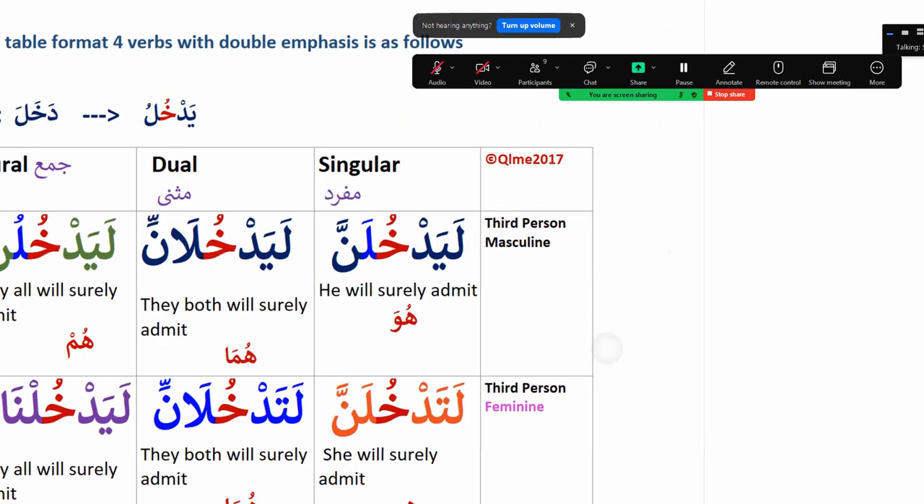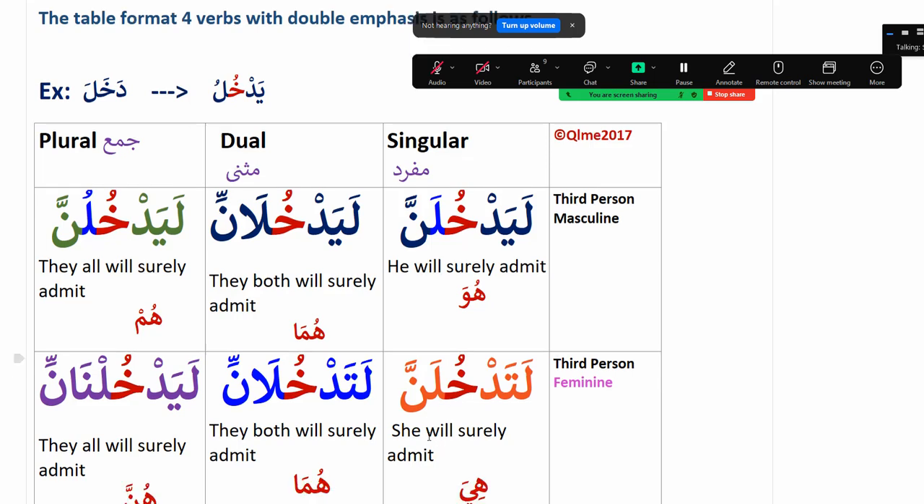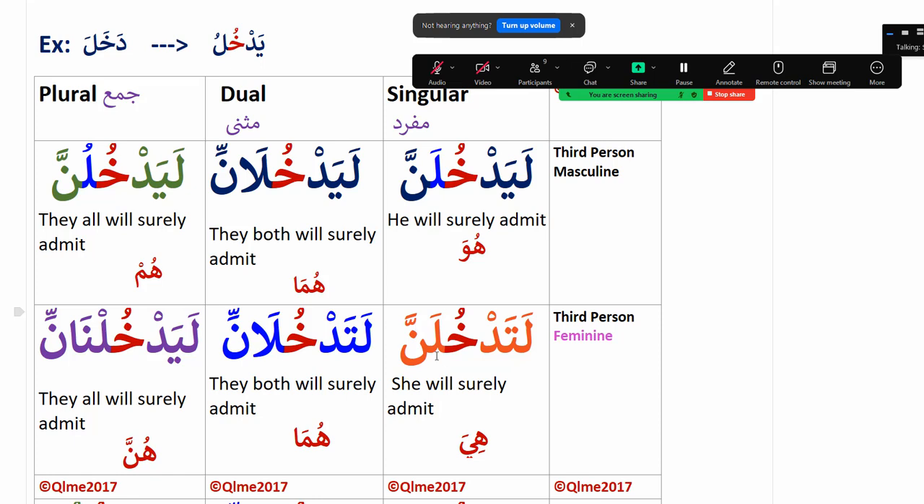You have dakhala yadkhulu. Okay? La yadkhulanna. Right? This is having a fatha because it's singular. La yadkhulanni, because dual will have ani at the end. La yadkhulunna. Lam is having a dhamma. Why? Because it's plural. La tadkhulanna. Okay, this is singular, so lam is having a fatha. La tadkhulanni. You already know duals will have ani at the end.